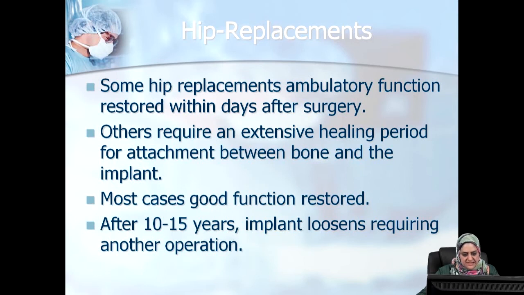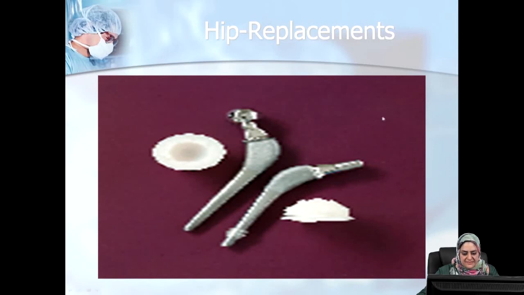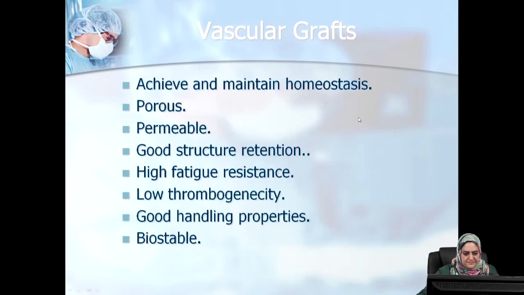In some hip replacements, ambulatory function is restored within days after surgery. Others require an extensive healing period for attachment between bone and the implant. In most cases, good function is restored. After 10 to 14 years, implant loosening requires another operation. Hip replacement: the following figure represents the parts of the hip replacement.